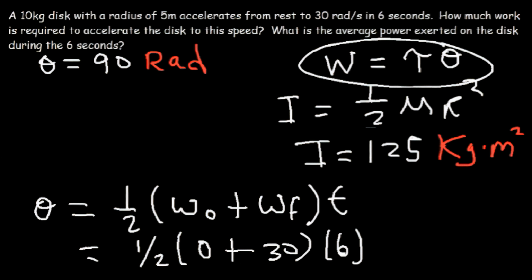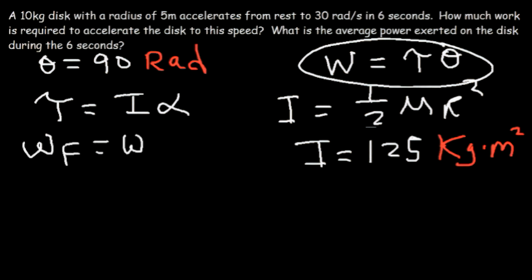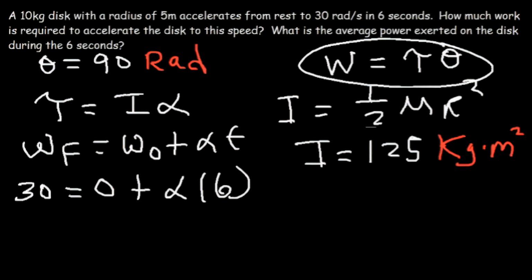Now what can we do to calculate the torque that caused this disk to accelerate? We don't have the force, but we do have the inertia. Torque is inertia times alpha. So we've got to find alpha first. Let's use this equation. Omega final equals omega initial plus alpha t. The final angular speed is 30, initial is 0, and the time is 6. So 30 divided by 6 is 5. So the angular acceleration is 5 radians per second squared.